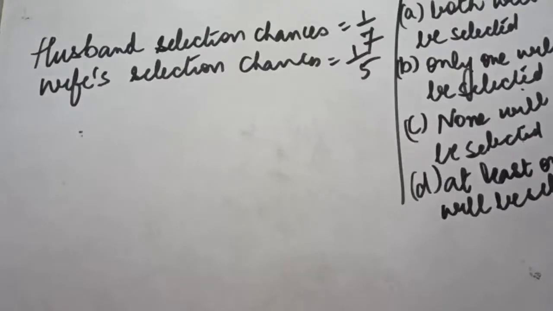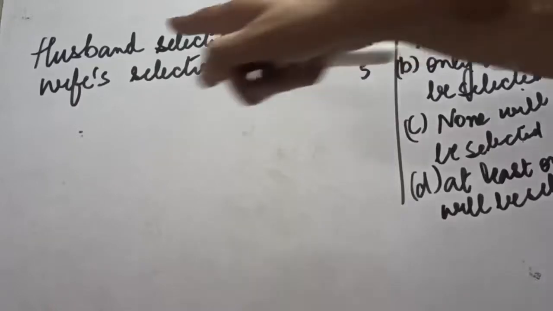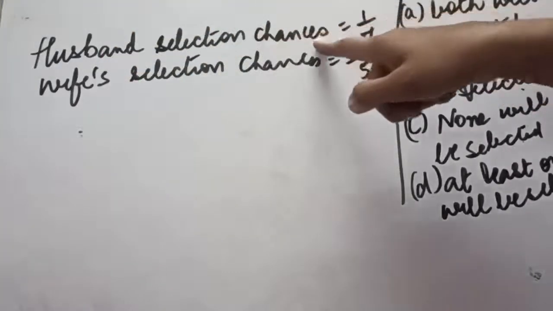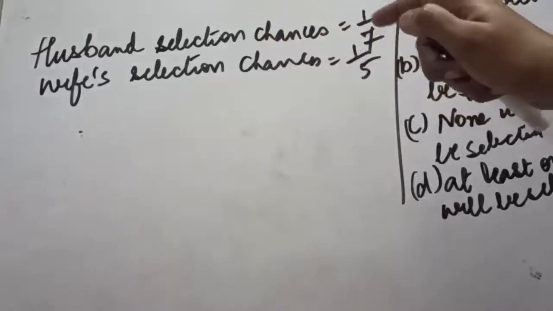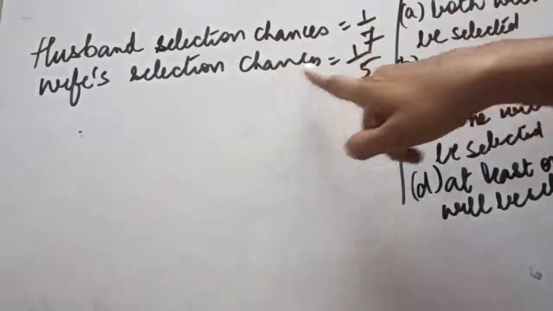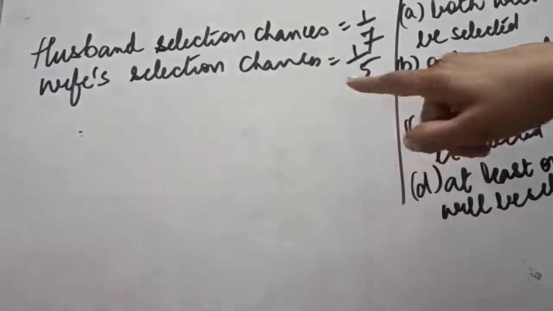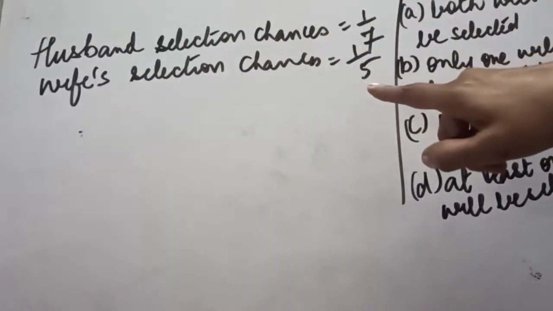This is another practical question. I'll just explain the question to you first. A husband and wife are appearing for an interview for the vacancy in the same post. So the probability that husband will be selected is given in the question as 1 upon 7 and the probability that wife will be selected is 1 upon 5. So we have been given different parts of this question.